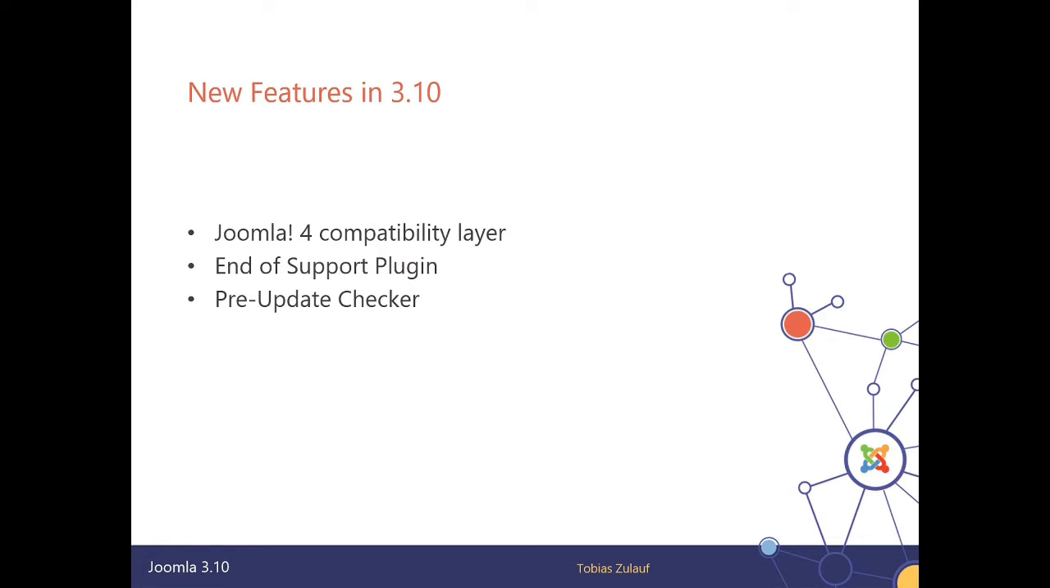And then we have the pre-update checker, which I'm going to explain now. That's a thing that makes sure the basics for upgrading to Joomla 4 are met on your server, for example, the PHP version.